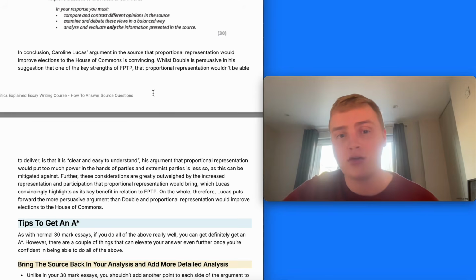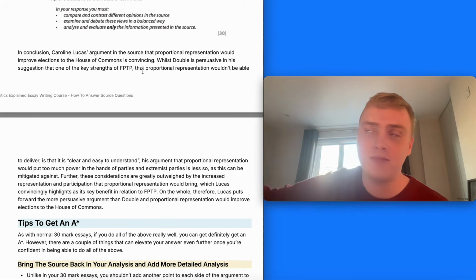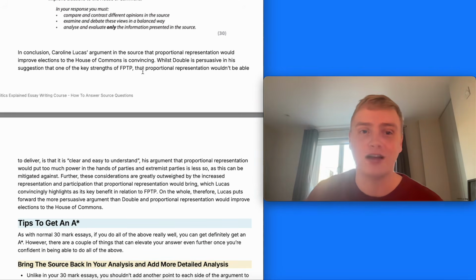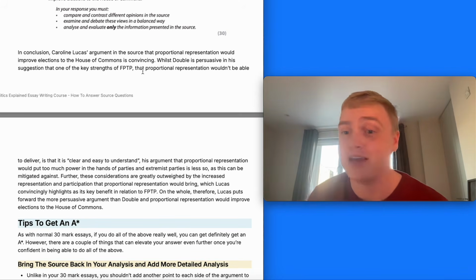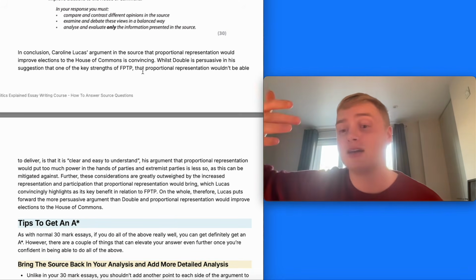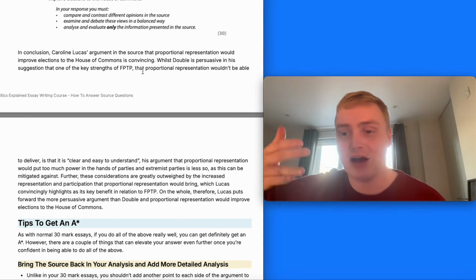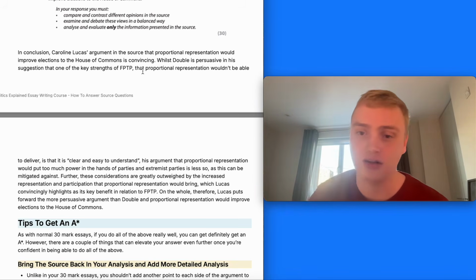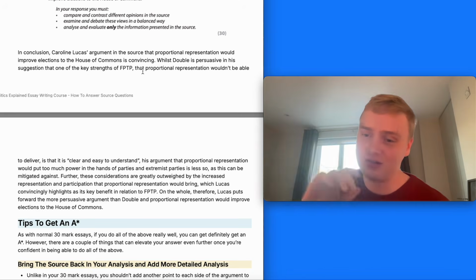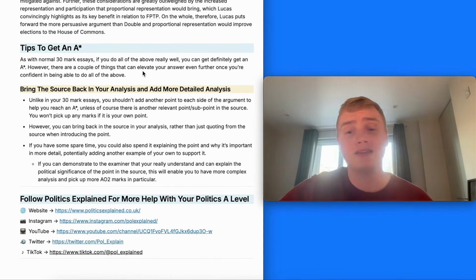But as you'll see, if you pause, it's very clear that it's in relation to the source, using phrases such as the most persuasive argument in the source is that, or the most persuasive argument overall. It's clear that based on the arguments in the source, this is the most persuasive argument. That kind of thing. So very much doing the same thing as your conclusion, just using the language of the source a little bit.